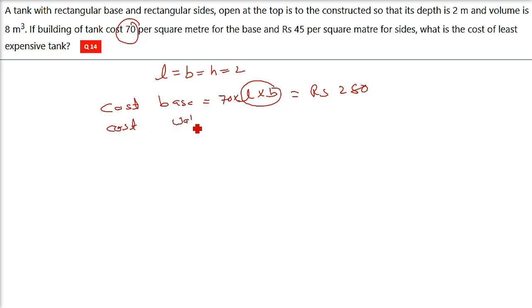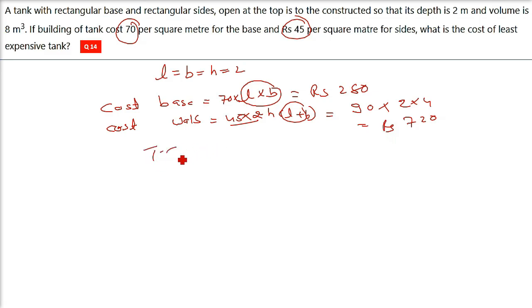What is the cost of the walls? There are 4 walls which we talked about. If you remember, it was 2 into H, L plus B. H is 2, L is 2, B is 2. So 2 plus 2 is 4. 4 into 2 is 8. 8 twos are 16. We need to multiply this 16 with 45. And this will be the cost of the wall. And when you see here, 16 into 45, 720 rupees. We need to add both of these costs in order to get the total cost for the whole tank. 280 plus 720 is going to give you 1000 rupees. That will be the total cost.